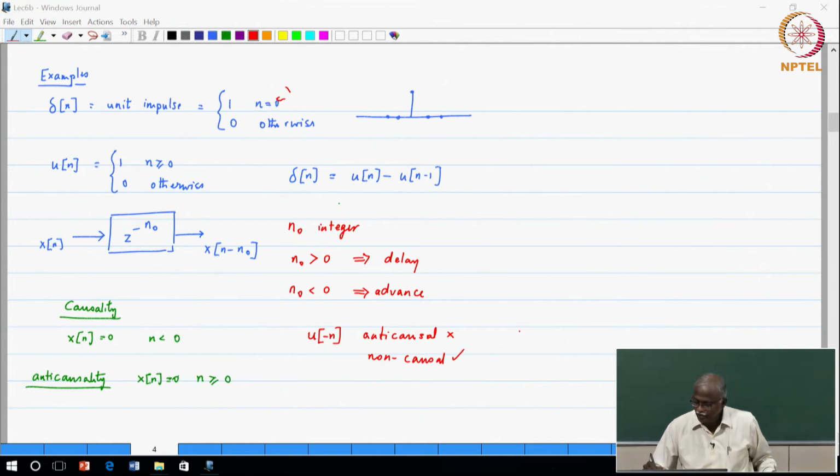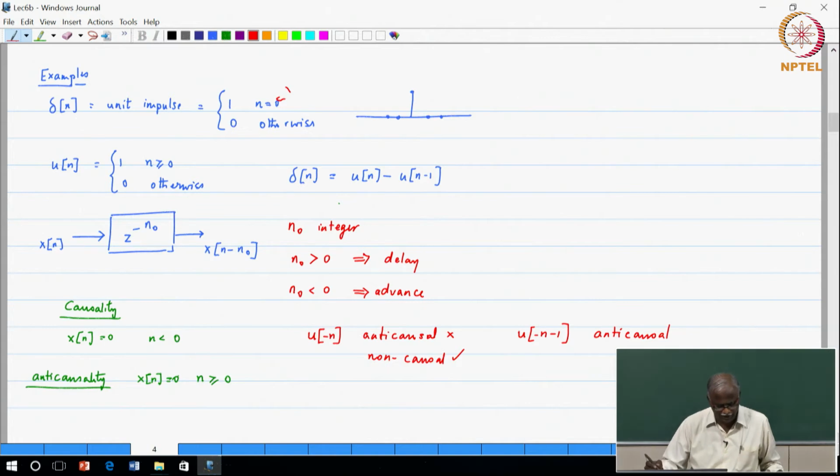And what about u of minus n minus 1? That would be anti-causal, because you shift u of n by 1 unit of time and then time reverse it, then you will get an anti-causal sequence. So, strictly this is the definition, and it is good that we are comfortable with this result. And again, how to get u of minus n minus 1, I am sure you are familiar with.